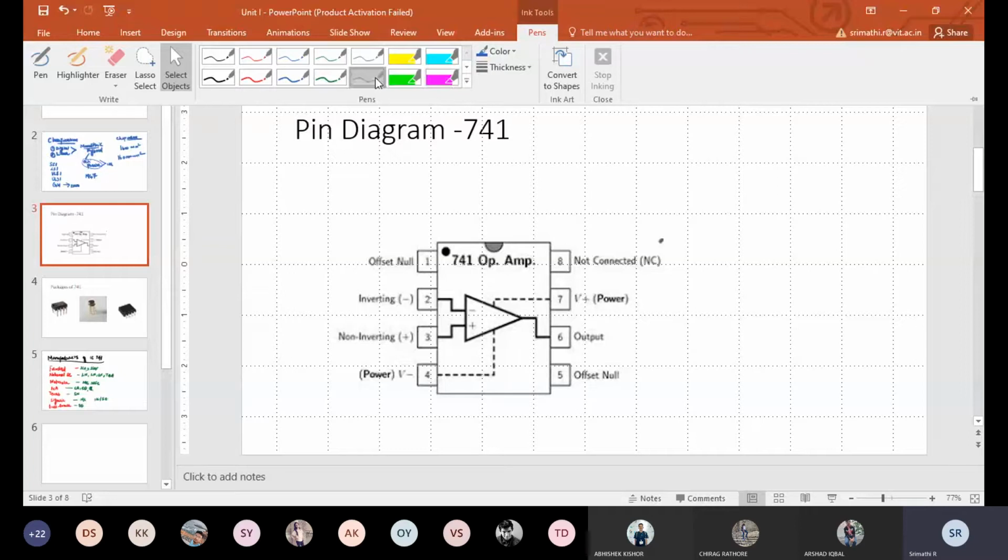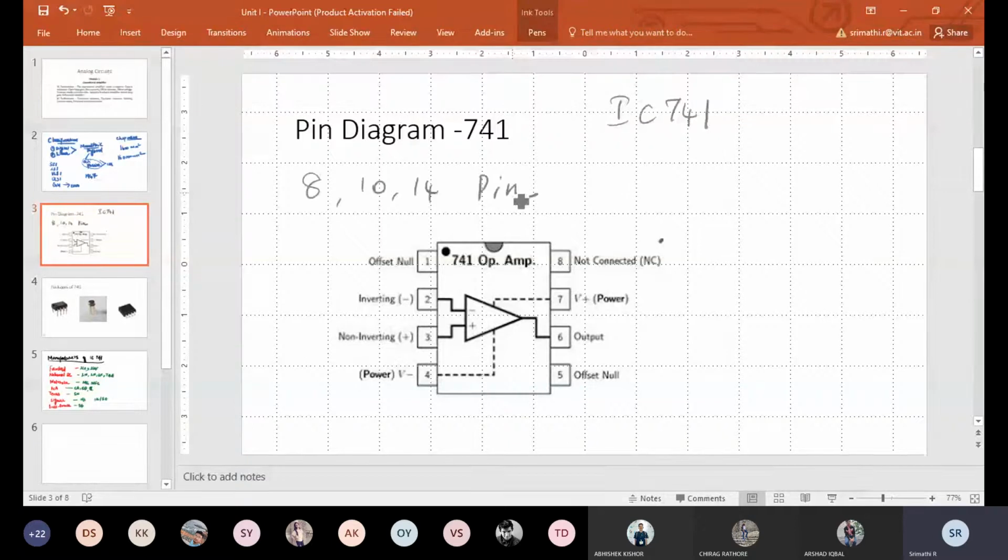IC741 is available as an 8-pin, 10-pin or 14-pin IC. Mostly we will be dealing with the 8-pin IC. And this is the pin configuration. You will have a notch at the top. This is the notch in an IC. And on the left side you have a dot.